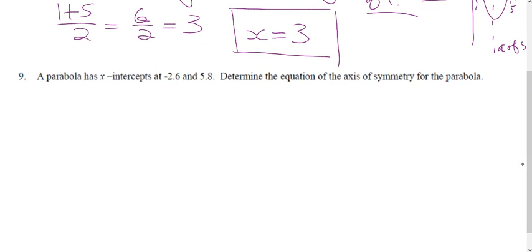A parabola has x-intercepts at negative 2.6 and 5.8. Determine the equation of the axis of symmetry. Okay, what do we do? Average those two numbers. How do you know they're on a horizontal line? They're x-intercepts, right? So if it helps you, draw a picture. It's not going to hurt. So I got a parabola. We got an x-intercept here at negative 2.6. Got an x-intercept here at 5.8.